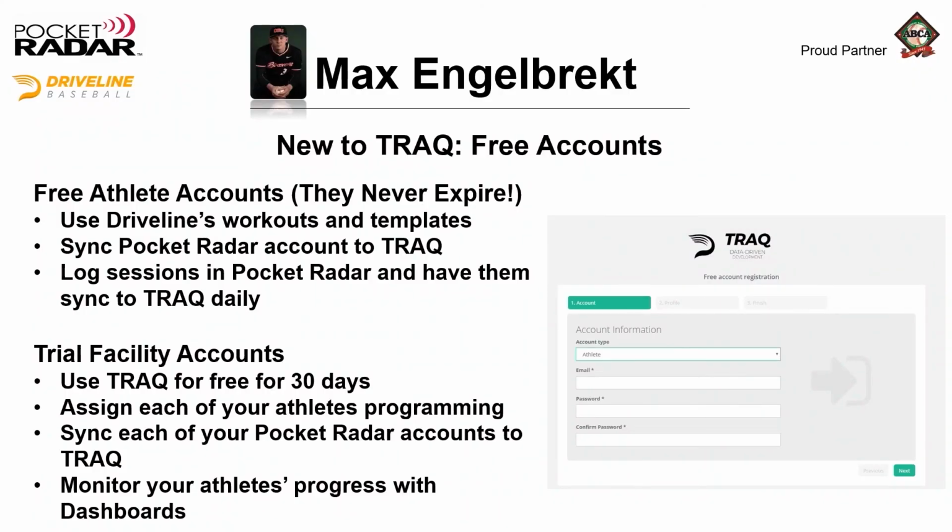Next slide. So just to go over what's new with TRAQ, we have free athlete accounts. You can sign up if you go to drivelinebaseball.com/TRAQ. You can create your own athlete account and use it forever, it does not expire. You can sync up with Pocket Radar immediately, and each day if you log sessions, that'll log directly into TRAQ. We also offer trial facility accounts. You can use all of TRAQ's features other than creating multiple trainer accounts for 30 days. You can link all of your athletes up into Pocket Radar. As soon as you throw sessions, you'll be able to see each of your athletes and what type of throwing they've done.